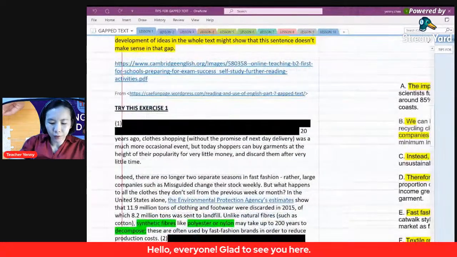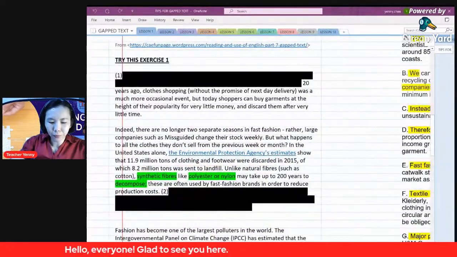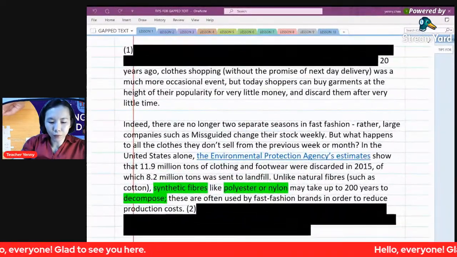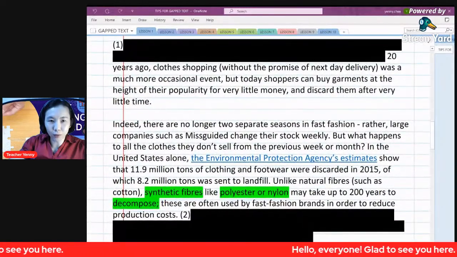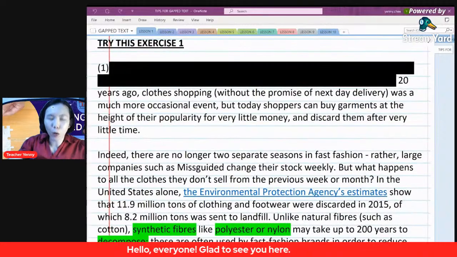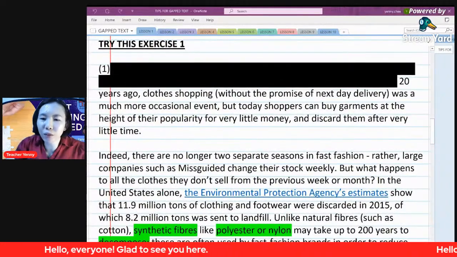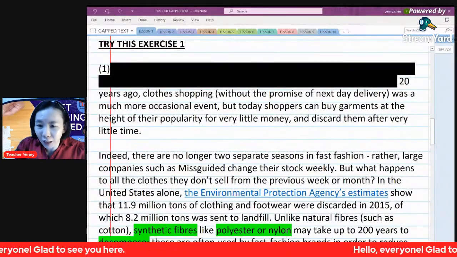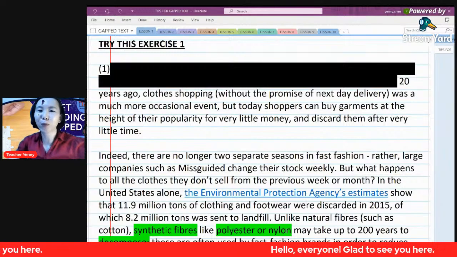Now, for this lesson, try this exercise 1. I'll make it bigger so that you can see. For this one, it is about reading. You have to read. Now, what do you need to do? Remember, what's the first step? Can you answer me in the live chat? What is the first step? Do you remember the first step?